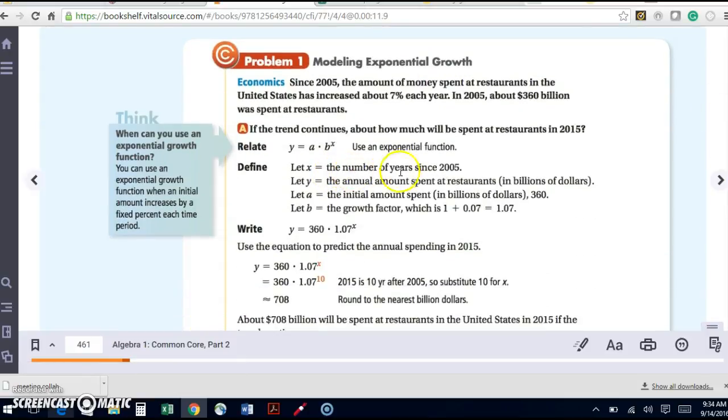So it says, let x be the number of years since 2005. And so at 2005, it'll be x equal to 0. So our initial amount then would be this $360 billion. And that's A. A is the initial amount, 360, in billions of dollars. Y is the annual amount spent in billions of dollars. And B will be the growth factor. And since I'm talking about growth, I'm going to add 1 to it. So it's going to be 1 for 100% plus 0.07. And I'm changing this percent to decimal form. And so my equation will be y equals 360 times 1.07 to the x power.